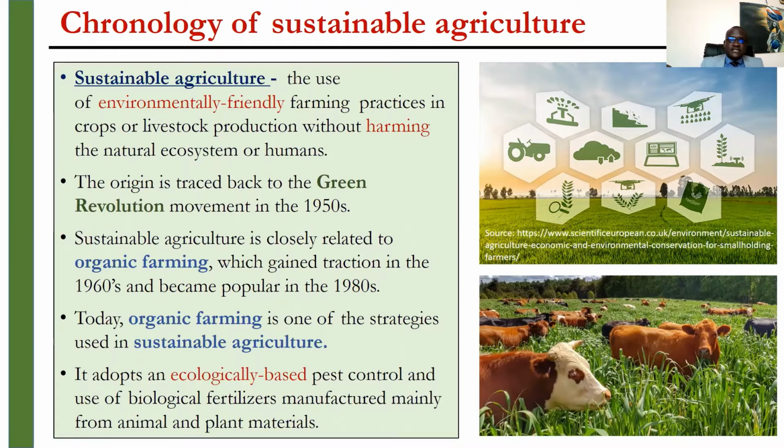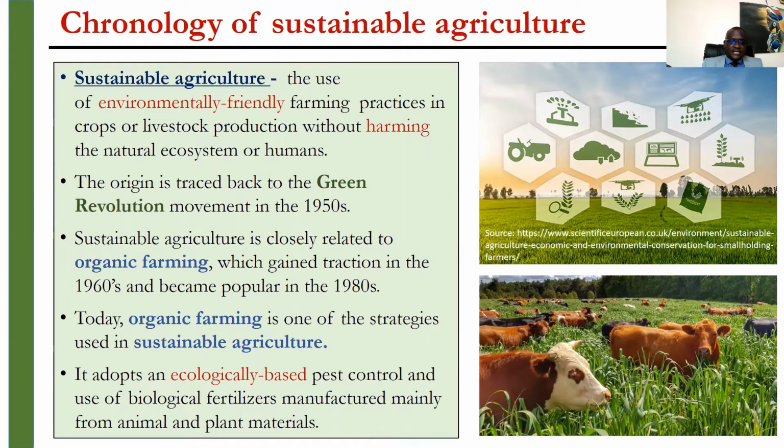So the movement continued until 1960s when organic farming also became very fashionable, especially in the global north. And people wanted to really eat healthy food that do not have a lot of chemicals in them. So combined with organic farming, sustainable agriculture became now the norm and a vocabulary in the world. And today, of course, organic farming is one of the strategies that is used in sustainable agriculture. And because it adopts ecologically based pest control and also the use of biologically produced fertilizers, mostly from animal and plant material.